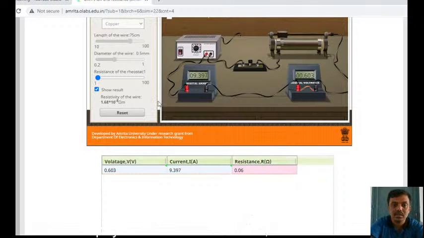Next we change the rheostat resistance. Okay, I am keeping the resistance here. You move it here like this. Next I am taking the voltmeter reading. Next reading 0.006, here 9.397. Then again you will get 0.06. You change the values like this.